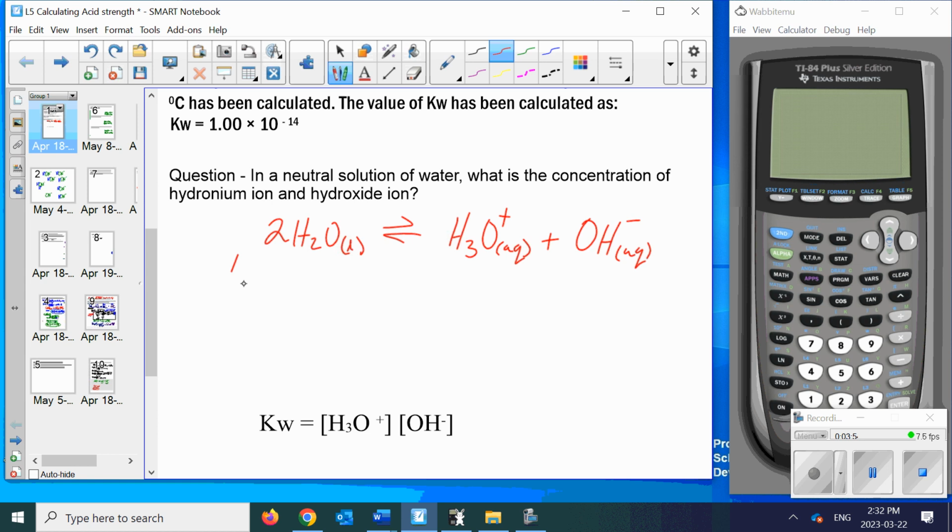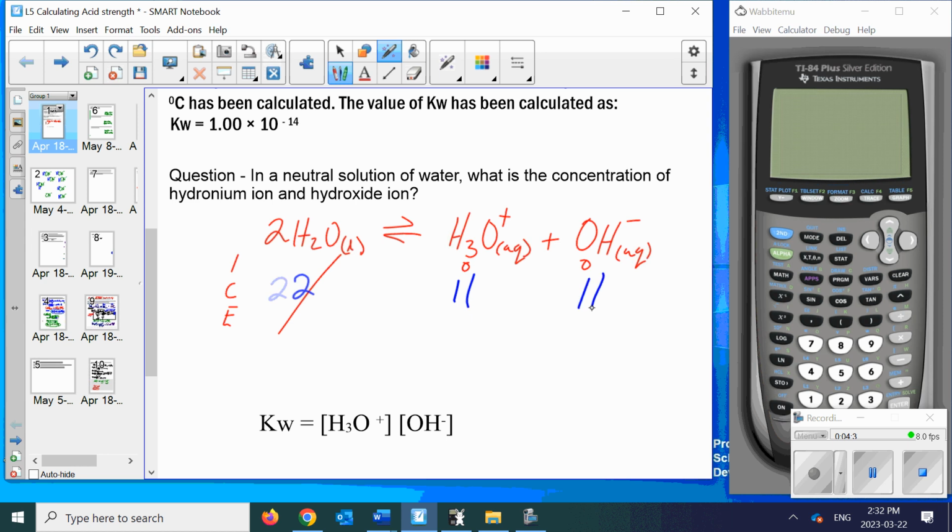I'm going to do an ICE chart. You don't need to do this every time. But let's just say, first of all, there's nothing for water because it's a pure liquid, so we won't include it. Initially, I just have pure water, 100%, just for thought. And the way this works is there's a 2-to-1 ratio with each of these. So if 22 of these water molecules break up, you're going to get 11 H3O plus, 11 hydroxide. Same ratio when we're talking about moles.